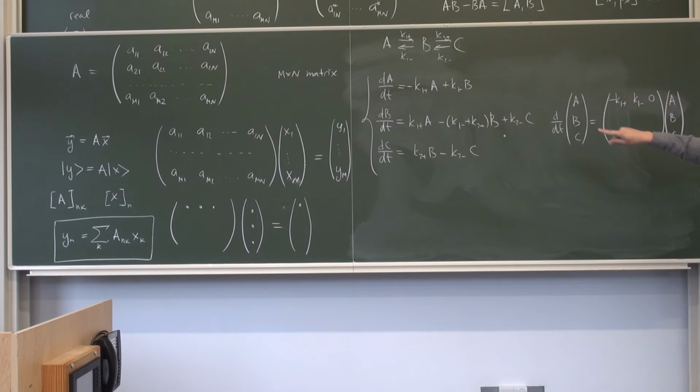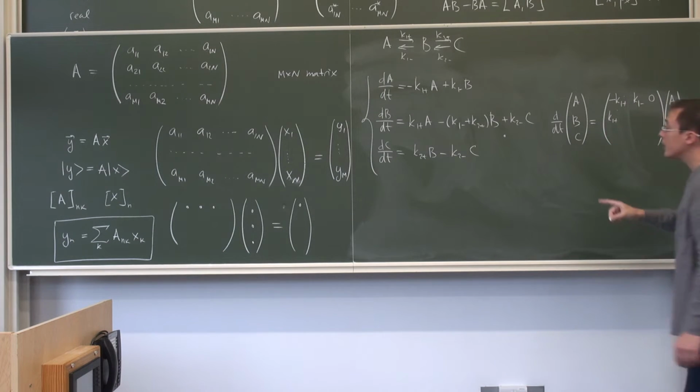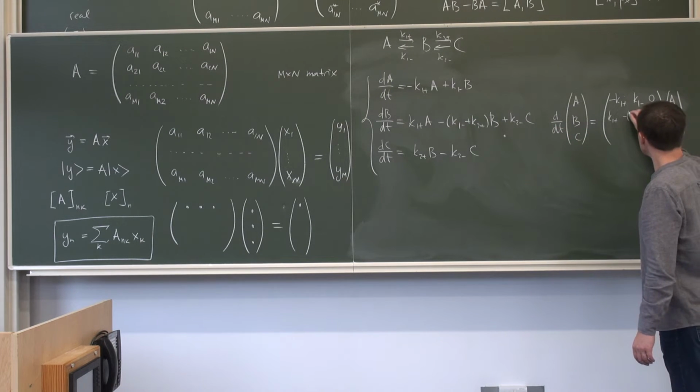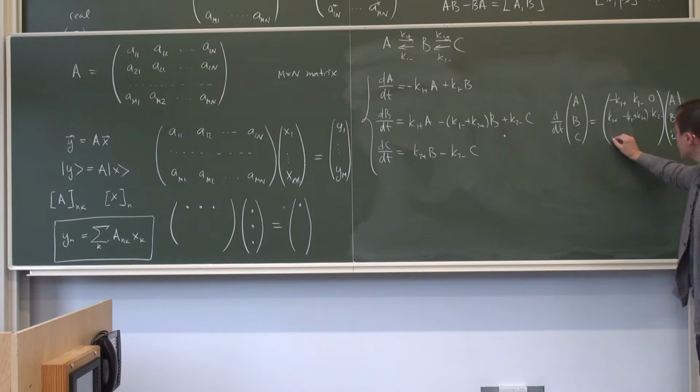Second one has K1 plus for A. It has minus K1 minus and K2 plus for B. And it has K2 minus for C. That's the second row. Then the third row doesn't have any A, so we have a zero here. Has K2 plus for B. And has minus K2 minus for C.